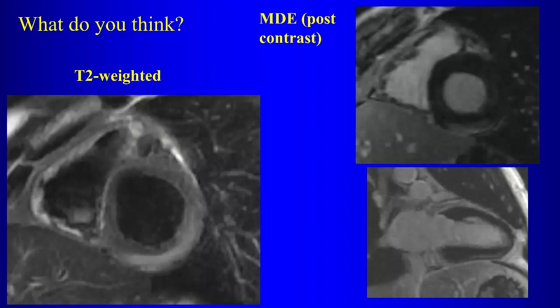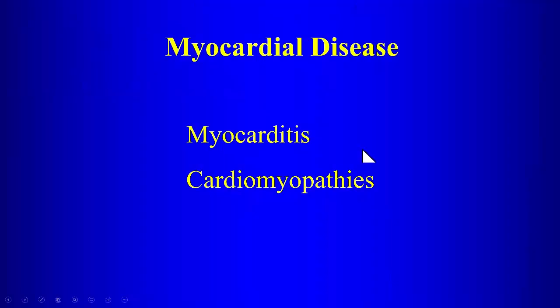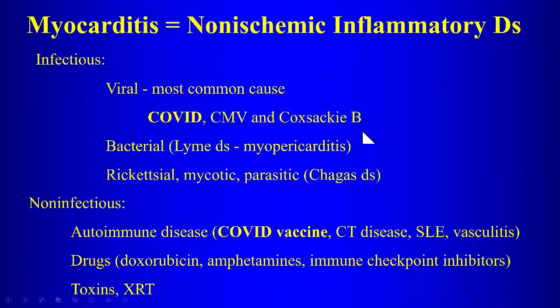So given the history, given the findings, your diagnosis here would be acute myocarditis, right? That can present clinically just like myocardial infarction. So that's the topic of our talk here. Myocarditis is defined as a non-ischemic inflammatory disease. The most common cause is viral. Nowadays, we do see it associated with COVID, but CMV and Coxsackie, especially in infants, can cause viral myocarditis.